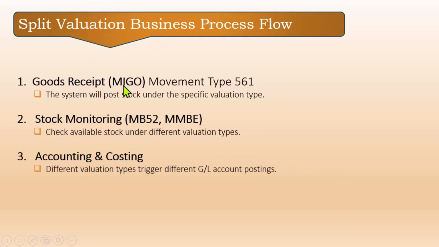We have done goods receipt using movement type 561, and we also used the transaction MMBE, and we saw how the stock gets reflected when you do the movement type 561. So with this, we have completed scenario 2, and the model which we have taken, we have accomplished the task.